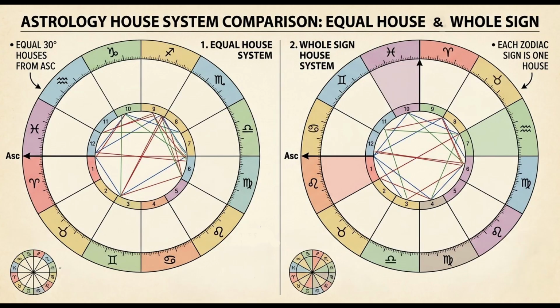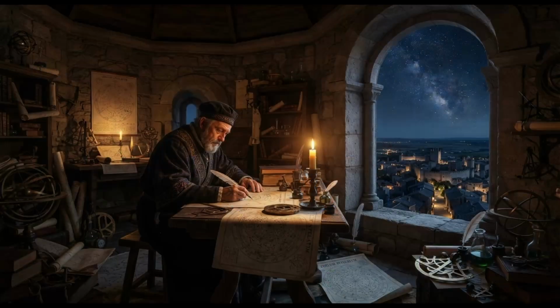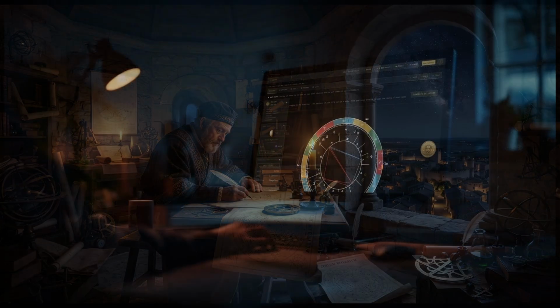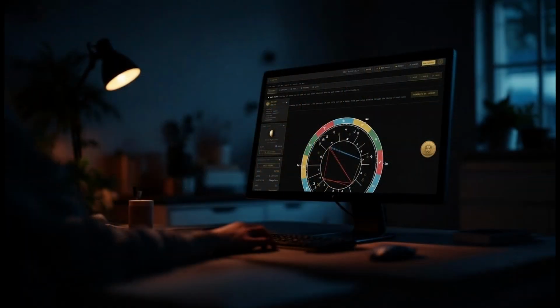If you value what has been rigorously tested over centuries of observation and used by masters of this art, Alcabitius has a proven track record of being the most reliable choice. The true test is in the accuracy you see in the timing of events, the patterns you see in your own life and those around you.